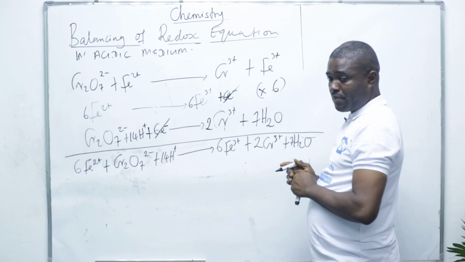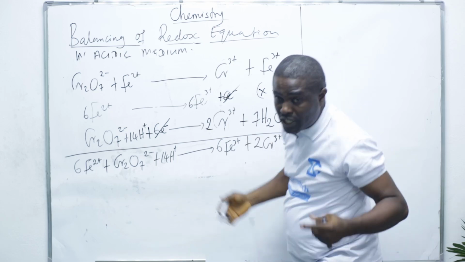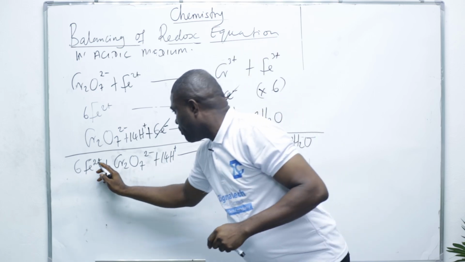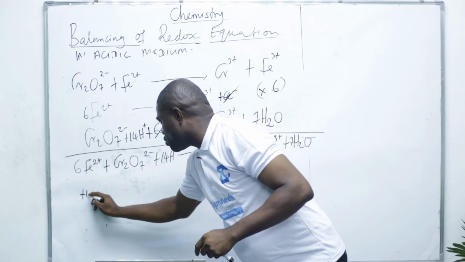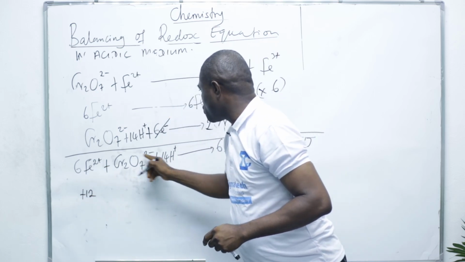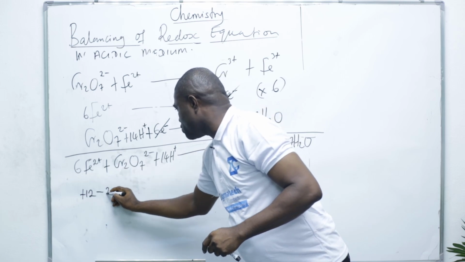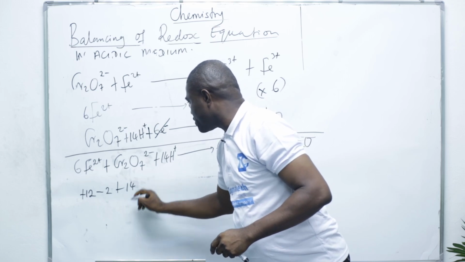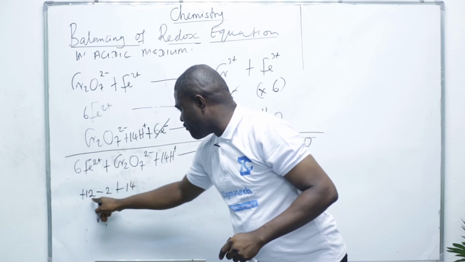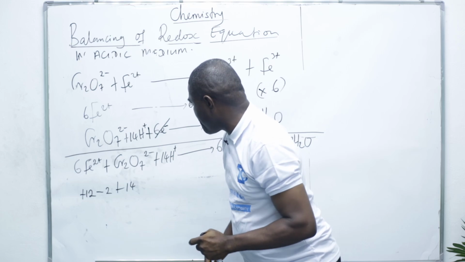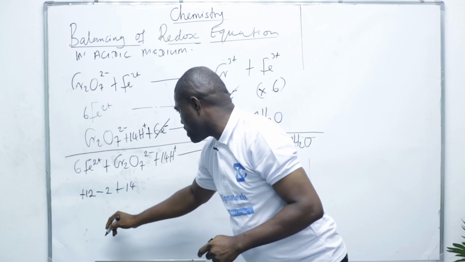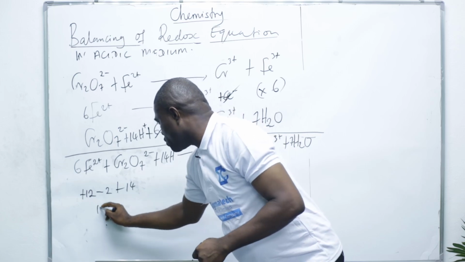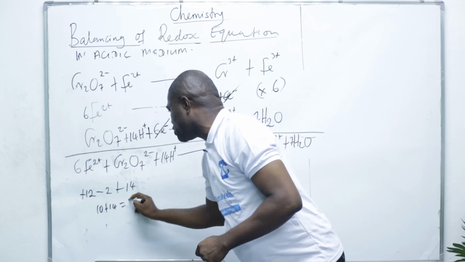So everything is balanced. Now in terms of charges, very important, let's check. In terms of charges, plus 2 times 6 is plus 12. Minus 2 multiplying 1 is minus 2. And the plus multiplying 14 is 14. What will I have here? 12 minus 2 is 10. So 10 plus 14 will give me 24.